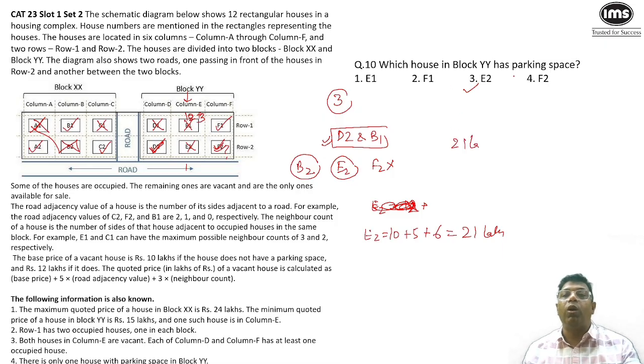Which house in block YY has a parking space? So we've already done that. E1 has a parking space. So option 1 is the correct answer for this question. That's it.